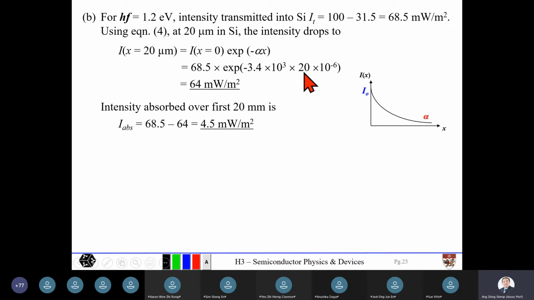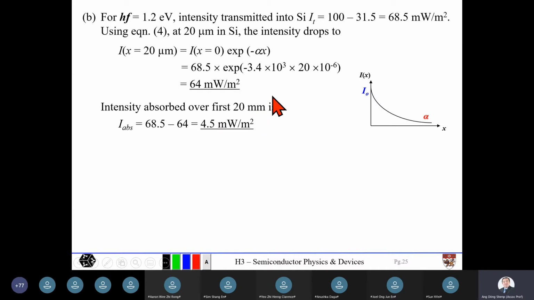This is alpha, and this is x expressed in terms of meter. Remember, for this example, alpha is given per meter. So 64 milliwatt per meter square of light remains at x equals 20 micrometer. The difference between the initial intensity after accounting for reflection and the intensity remaining gives you the intensity of light absorbed in the first 20 micrometer. So this should be micrometer.